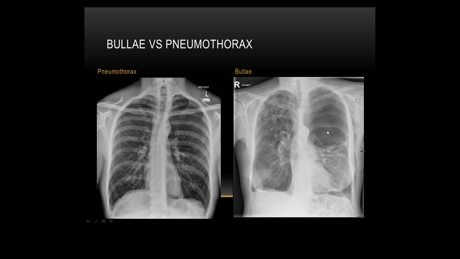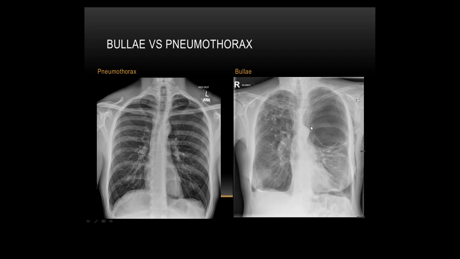Now, this is a case that was actually thought by the ED staff to be a pneumothorax, and they stuck a drain in it. So it is really important that you're able to differentiate between a pneumothorax and a bulla.